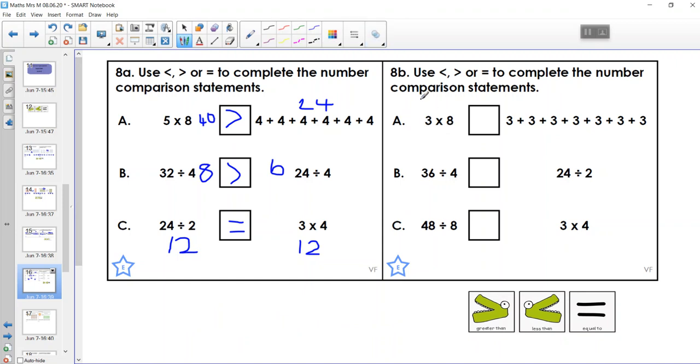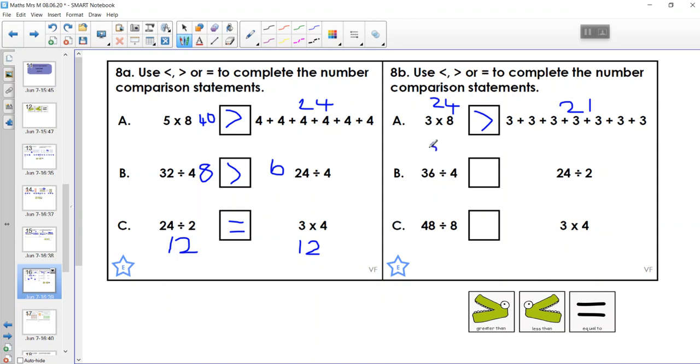Okay, let's have a look. 3 times 8 is 24. Let's see how many 3s I've got here. 1, 2, 3, 4, 5, 6, 7. 3 times 7 is 21. So 3 times 8 is greater than 3 times 7.